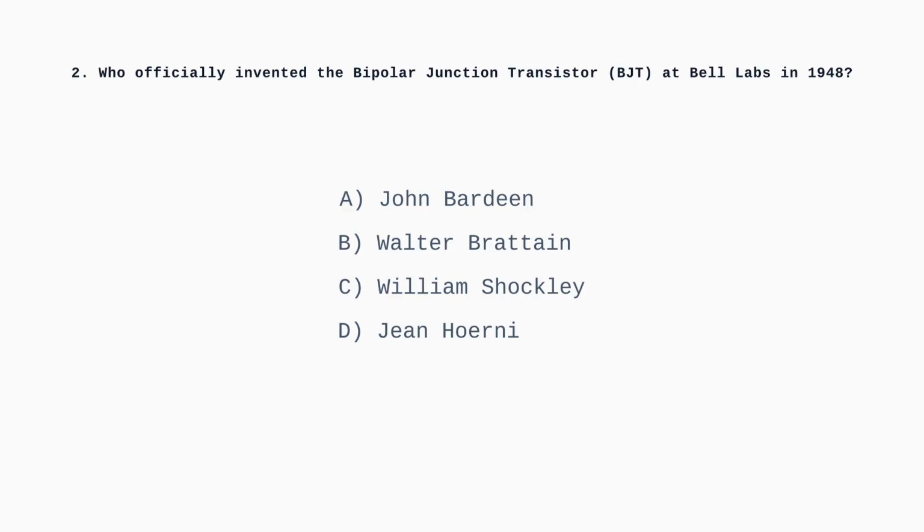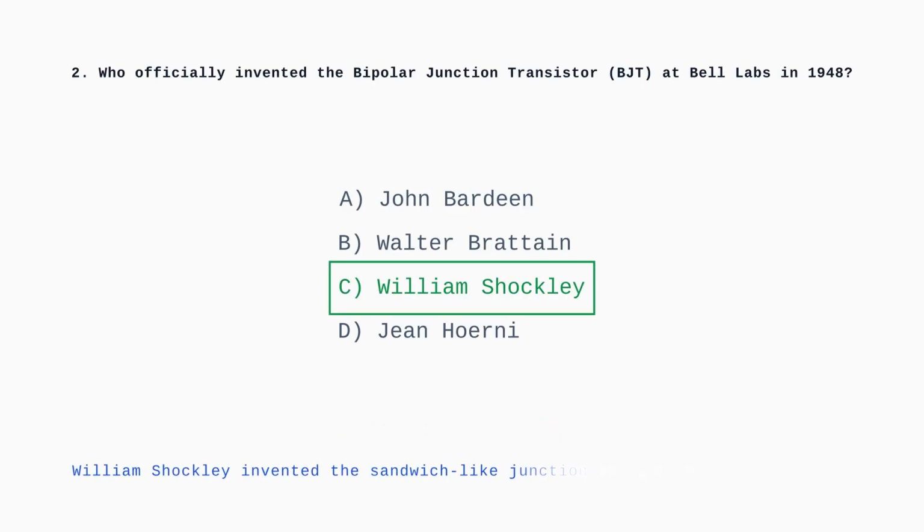Who officially invented the bipolar junction transistor at Bell Labs in 1948? While Bardeen and Brattain built the initial point-contact transistor in 1947, William Shockley invented the much more reliable and practical junction version in 1948.